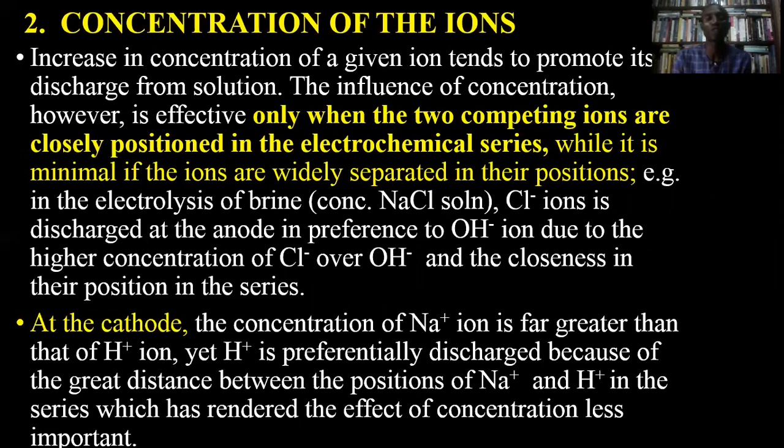The issue of concentration of the ion is promoted, or it takes place, when we have two competing ions closely positioned in the electrochemical series. So an increase in the concentration of a given ion tends to promote its discharge from the solution. Ordinarily, remember that we said the position of the ion in the electrochemical series affects the one that will go off. The one lower will go off, but when they are close in the electrochemical series, the concentration of the ion will affect the one that will be discharged.